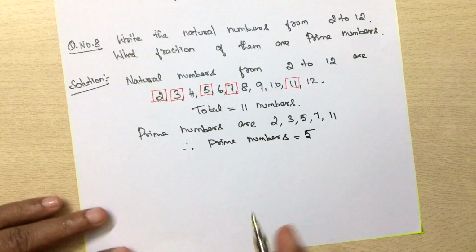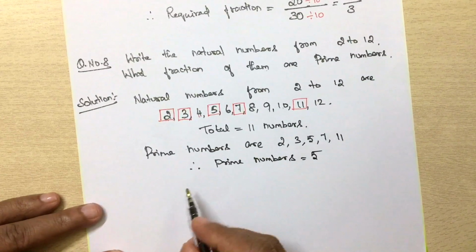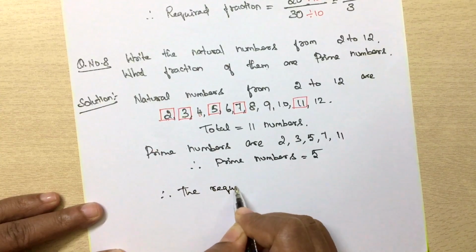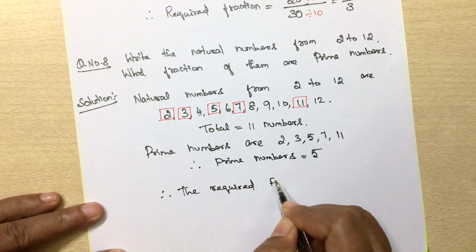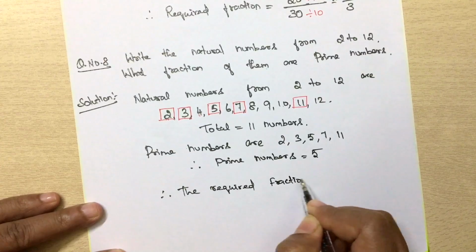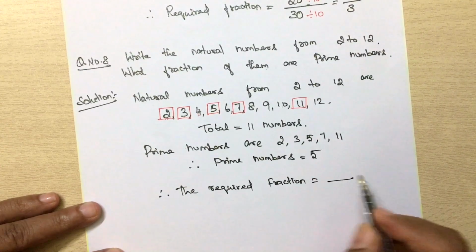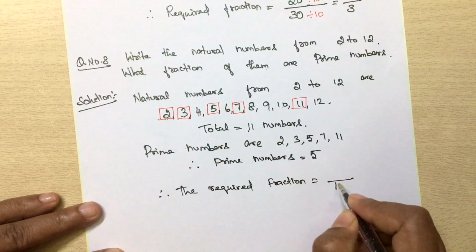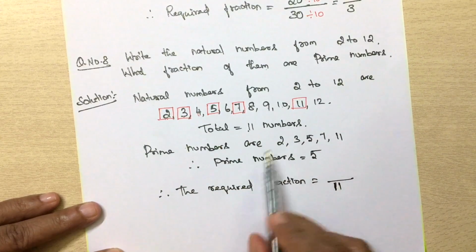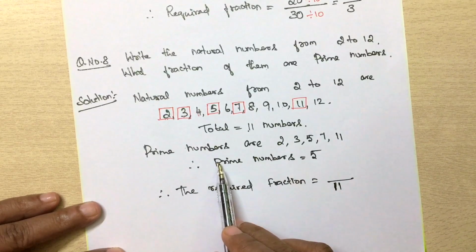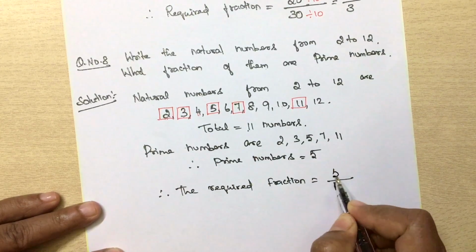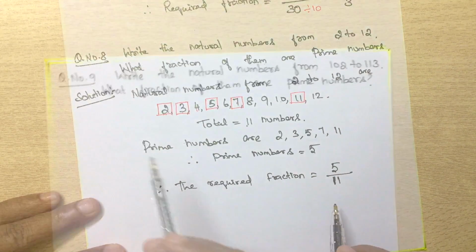Now, what we have to do? We have to write the fraction. Therefore, the required fraction is equal to, write the total in the denominator. What is the total? Here it is 11 numbers. So, numerator is always the question asked. What is the question asked? It is about the prime numbers. How many prime numbers are there? 5. So the required fraction is 5 by 11.